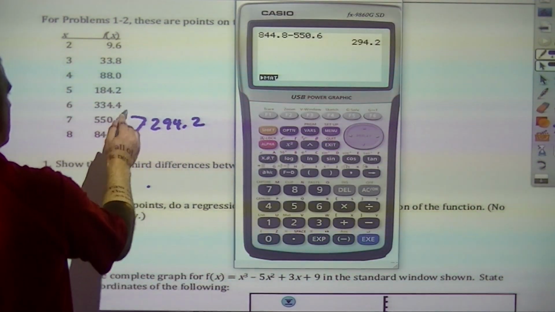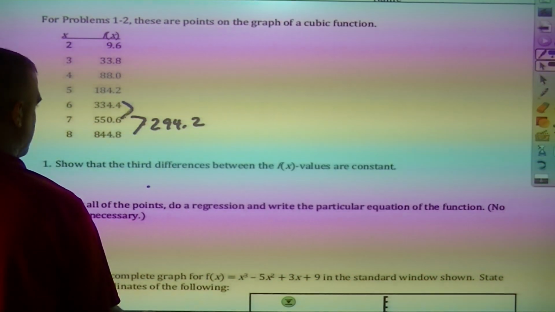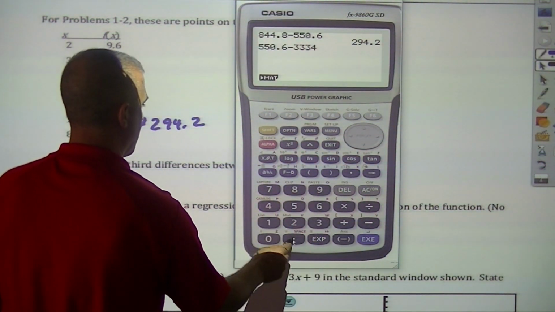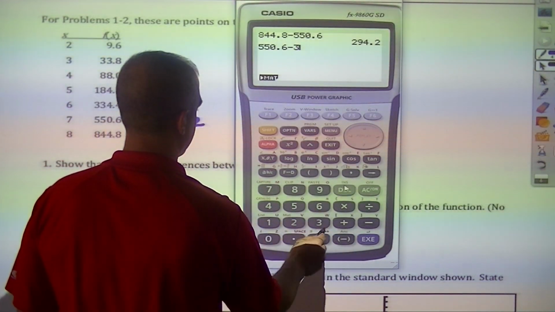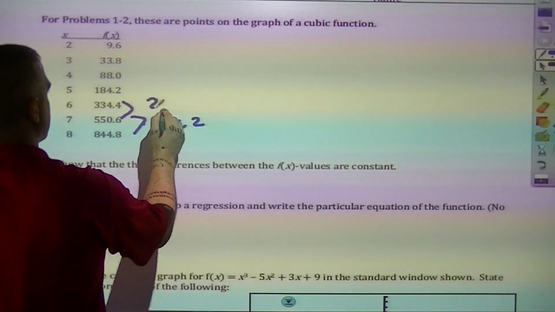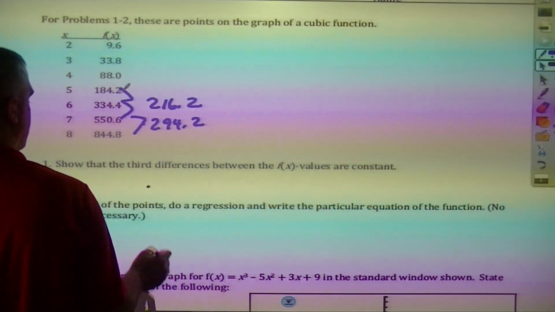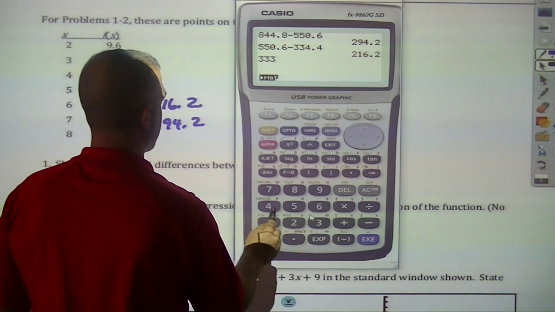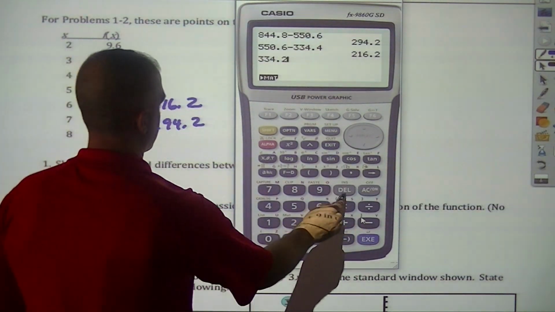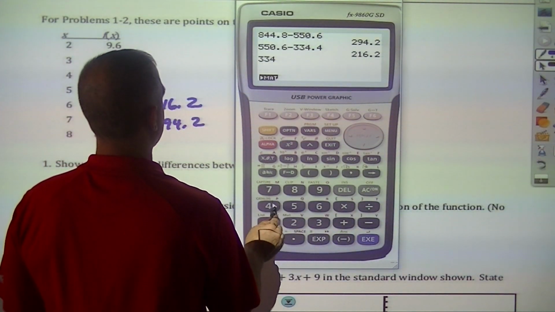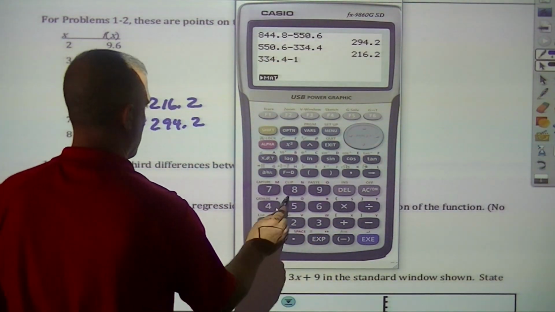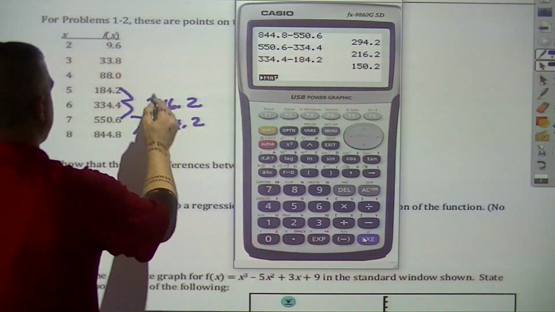Okay. Then I do this result here, the subtraction of those, 550.6 minus 334.4 is 216.2. Then I do these. Okay, so I'm subtracting all those. 334.4, sorry, minus 184.2 is 150.2.